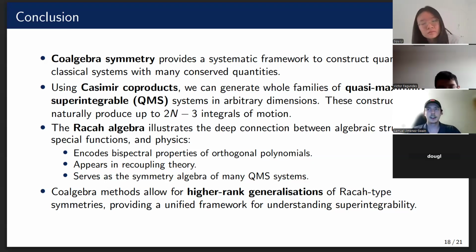We then looked at the Racah algebra, which is, I guess, a beautiful example of how special functions, algebra, and physics can all meet under one structure. And it can explain many of these areas by linking back to one system. And then again, to reiterate, it can generalize to higher rank cases through this coalgebra picture.